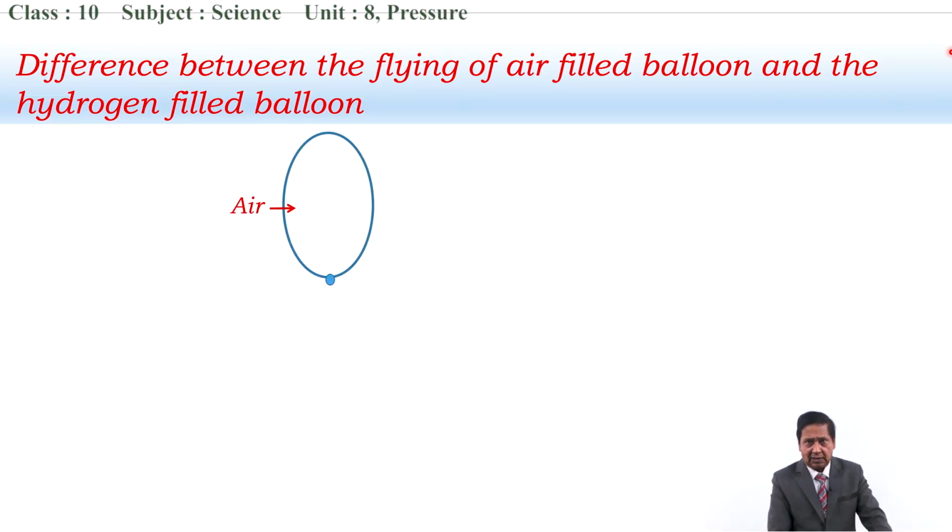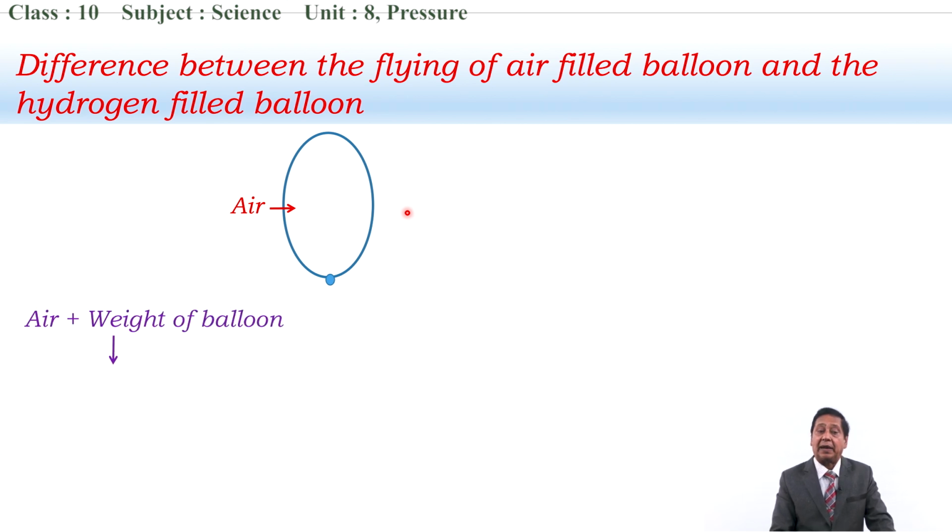Now I want to explain this with the help of this diagram. Look, this is a balloon. Let's say it is filled with air. Then its total weight will be the weight of air plus the weight of the balloon. The balloon is made up of what? Rubber. That's why the rubber of the balloon plus the air contained inside it is the total weight of the balloon at this time. And the weight acts in the downward direction, towards the center of the earth.